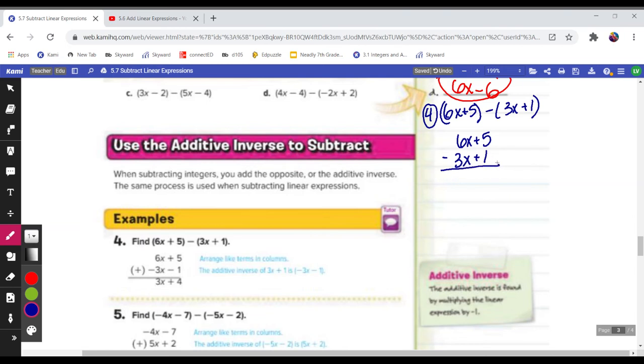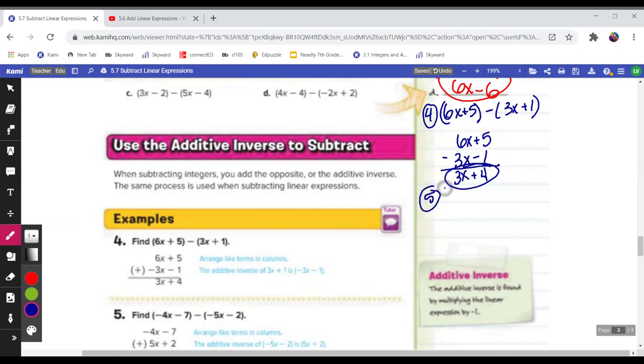And we're going to subtract our like terms. So I'm setting it up to where it has the x's and the constants vertically. So I want to subtract both values. So I'm taking 6x and subtracting 3x. I'm going to take 5 and change this to subtracting 1. So 6x minus 3x is 3x. Plus 5 minus 1 is 4. So my final solution is 3x plus 4.